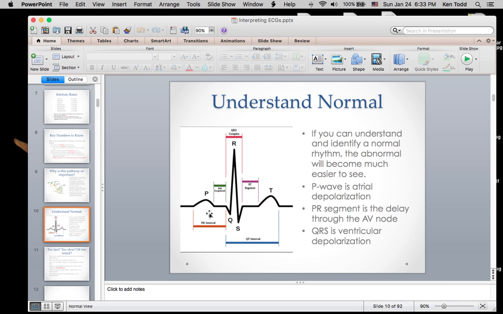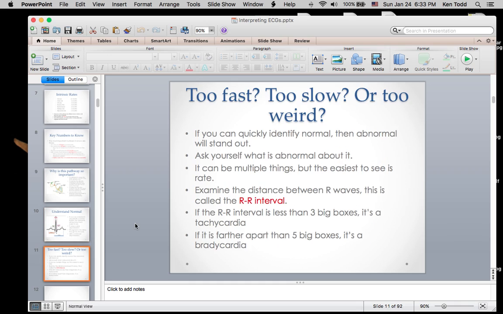So, when it gets to rhythm interpretation, I highly recommend you develop a system and stick to it. There's several different ways out there. The Dubin book that you have to read over the summer will get into their technique for how to interpret them. Most of them are pretty similar, but it's important to be consistent so that you don't miss things and make mistakes. One of the first things that I look at when I look at an EKG is the rate. So you want to look if it's too fast, too slow, or too weird. So like I said, if you can identify normal, then abnormal stands out. Try to figure out what's abnormal about it if it's weird.